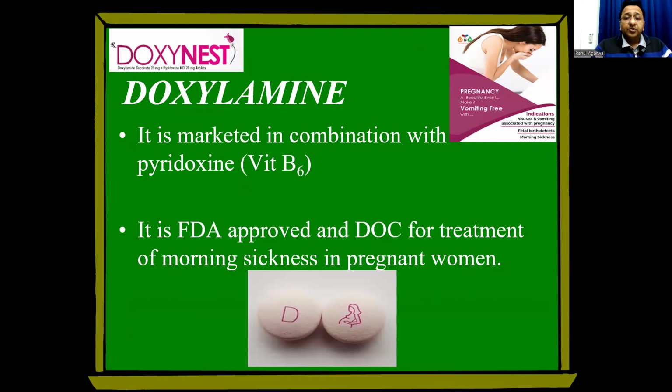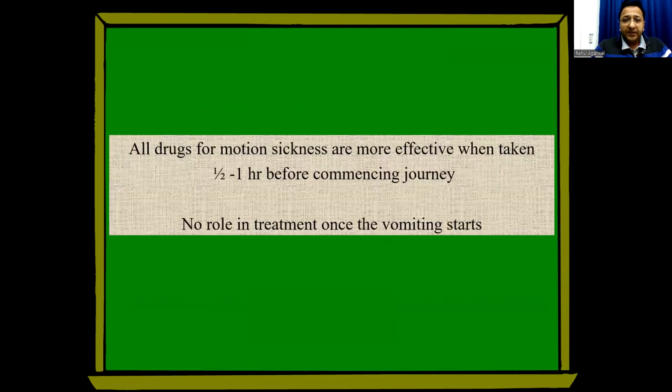Okay. So anticholinergic, antihistaminic, we have finished. This is very important. All drugs for motion sickness are more effective when taken half to 1 hour before commencing the journey. The drugs for motion sickness will be effective only when you give the drug before the journey, not after the journey. They have no role in the treatment once the vomiting starts. Once the vomiting starts, then you have to give another drug.